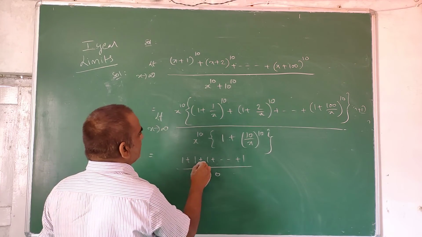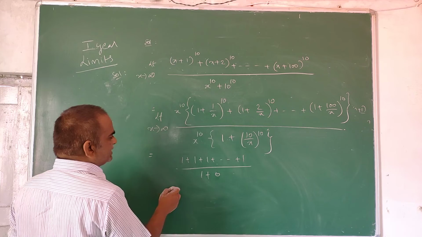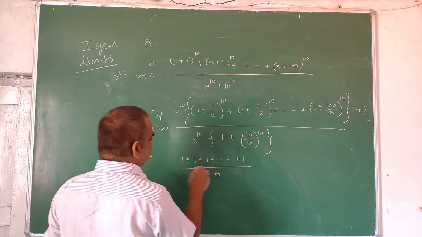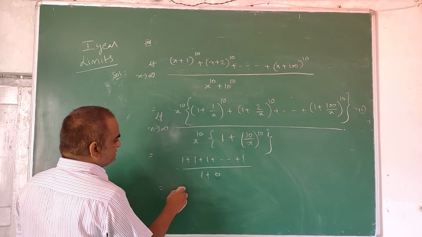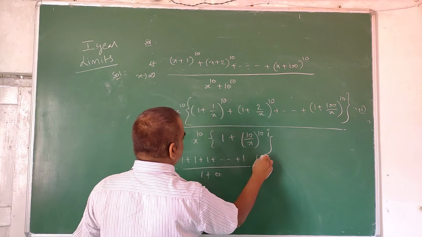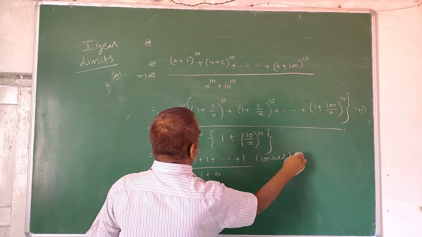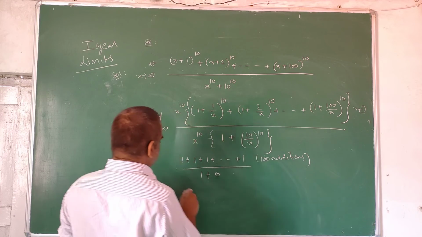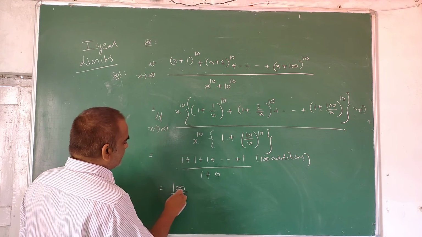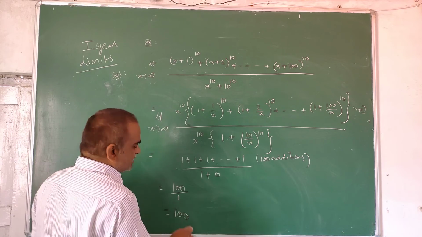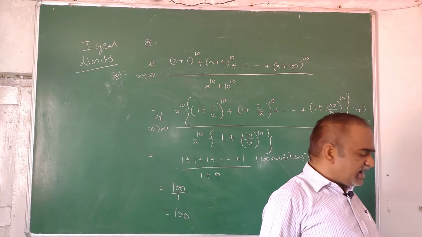Now how many ones are you adding? You are adding 100 ones. So 100 additions of 1 gives you the answer 100. 100 by 1 is equal to 100. So that limit is 100. Understood?